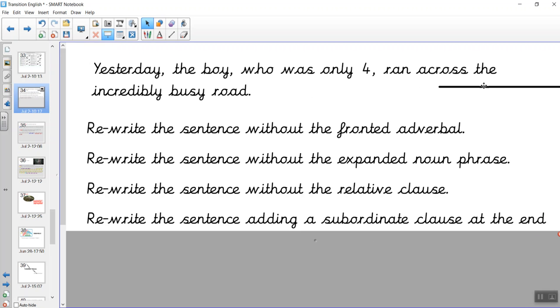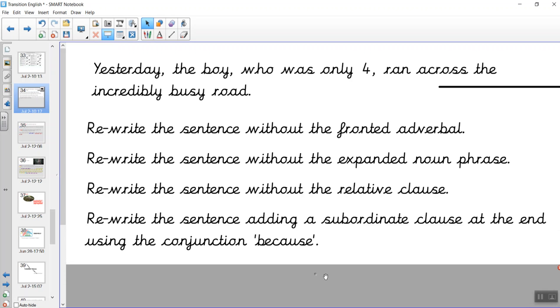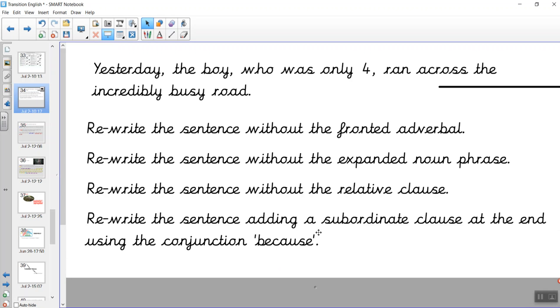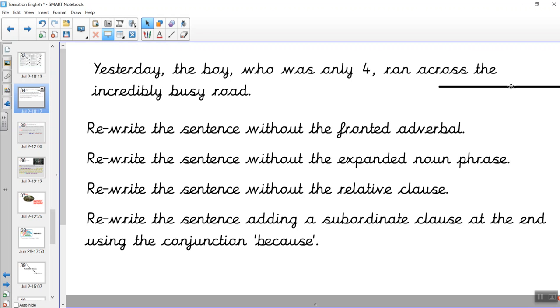One more thing to do. And now we've got to add something to it. It says, rewrite the sentence adding a subordinate clause at the end. So think about the if, as, when, because. Think about your subordinating conjunctions. Okay, have you had a go? Now it says using the subordinating conjunction because. Tried to trick you there a little bit, didn't I?